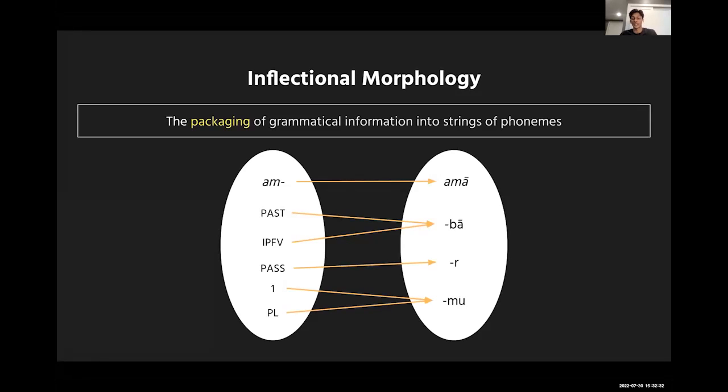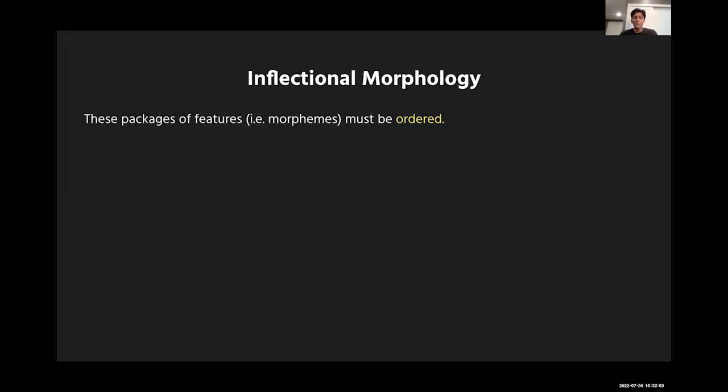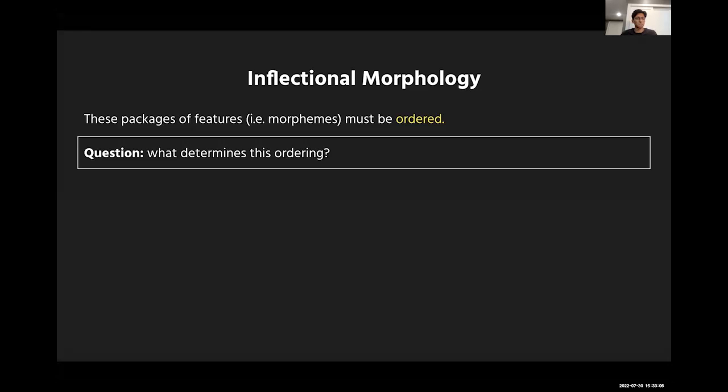So you have the root goes into its own word, the past and the imperfective go together into one suffix, the passive goes into its own suffix, and so on. And so this is an example of this mapping, right? And you have some 2-to-1 examples, some 1-to-1 examples, and it can differ by language and by what exact features you're looking at. But the thing to note here is that these packages of features have to be ordered with respect to one another, right? So in the Latin example, the order is ama, ba, mu, ar. But why is that the order, right? What determines that ordering? Why isn't it like ama, ar, mu, ba, right?